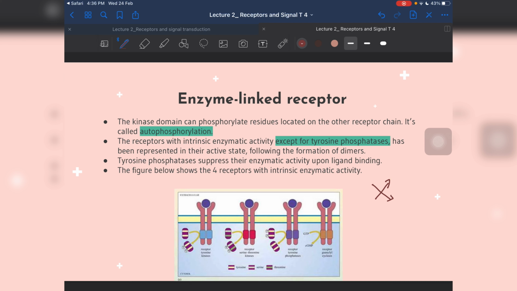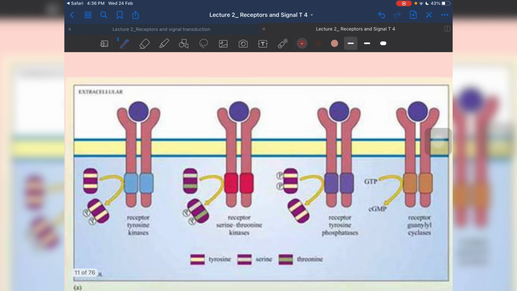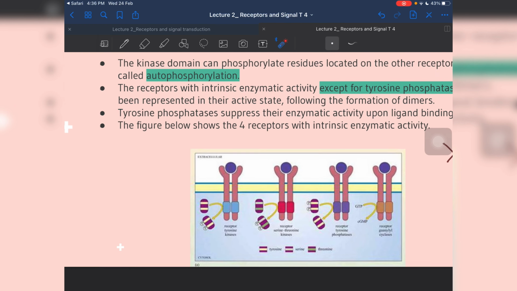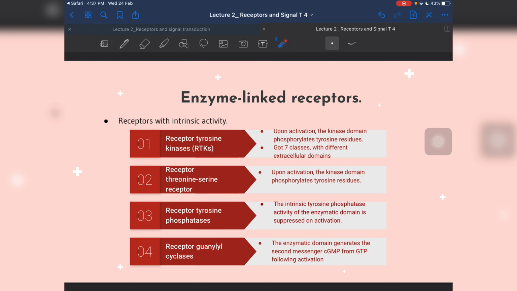It's called autophosphorylation, or we can also look at it as cross phosphorylation. We also have the receptors with intrinsic enzymatic activity, except for tyrosine phosphatases, and it's already been represented in the active state. Let's look at the picture. I'm sorry for the lack of clarity, but this is basically how it looks. This is RTKs, receptor tyrosine kinases. This is receptor serine threonine kinase, this is receptor tyrosine phosphatases, and this is receptor guanylyl cyclases. These are the receptors with intrinsic activity. You can give this a read.